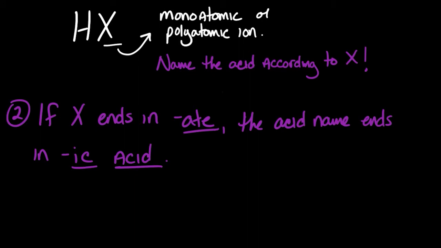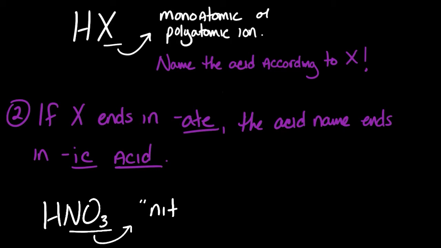Our second rule applies if the name of X ends in "ate," as in the case of some of the polyatomics. So in this case, we're going to change that ATE ending on X to ic acid. So, for example, in the case of HNO3, NO3 is a polyatomic nitrate. And so we're going to change the ATE ending of nitrate to ic acid. So this is nitric acid.